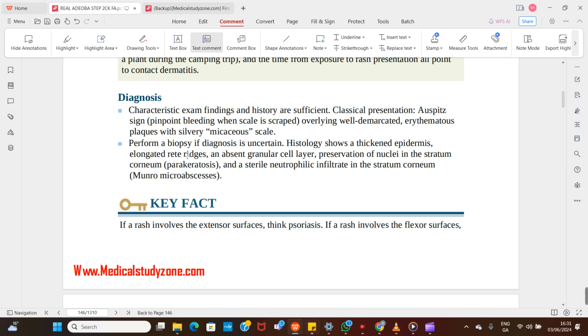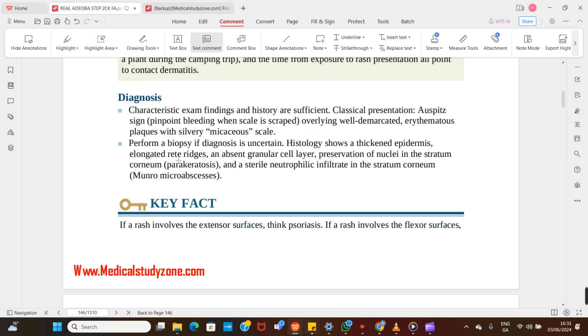So the projection of the epidermis into the papillary dermis is what we call the rete ridges, and they become so elongated in individuals with psoriasis. And if you check the granular layer of the skin, it's going to be absent, or reduced, unlike what you have in lichen planus. So the granular layer of the epidermis is absent in individuals with psoriasis, while in lichen planus it is thickened.